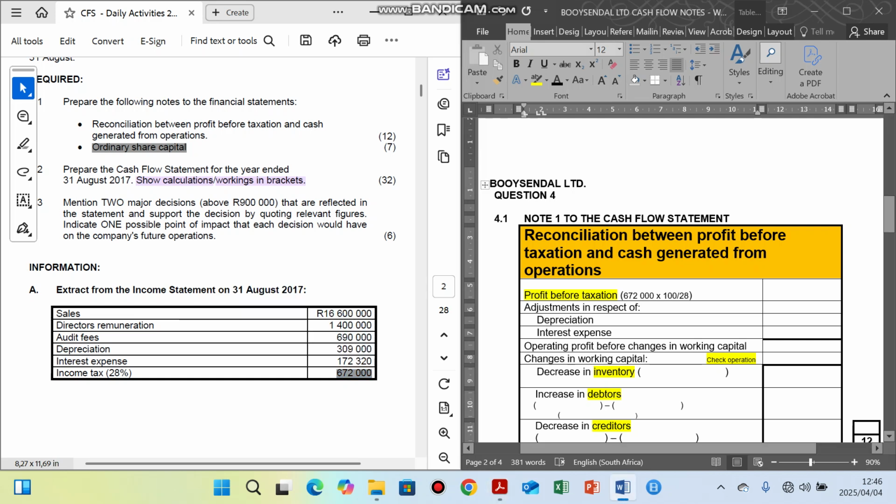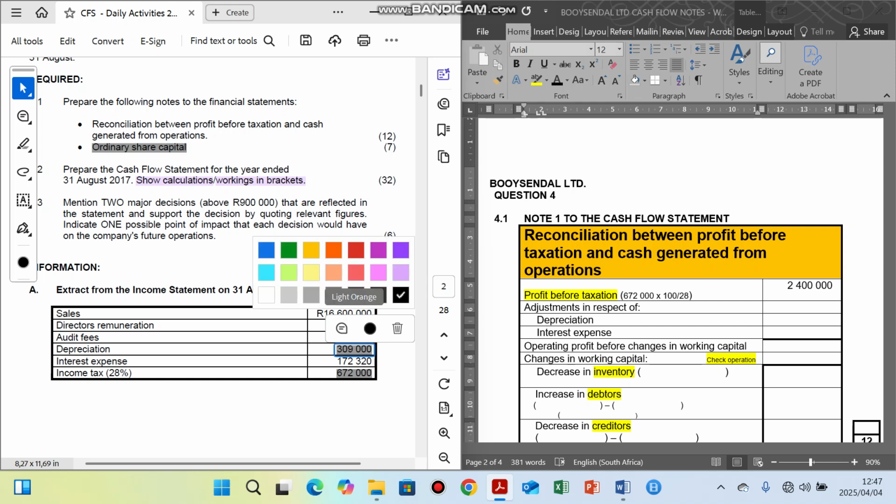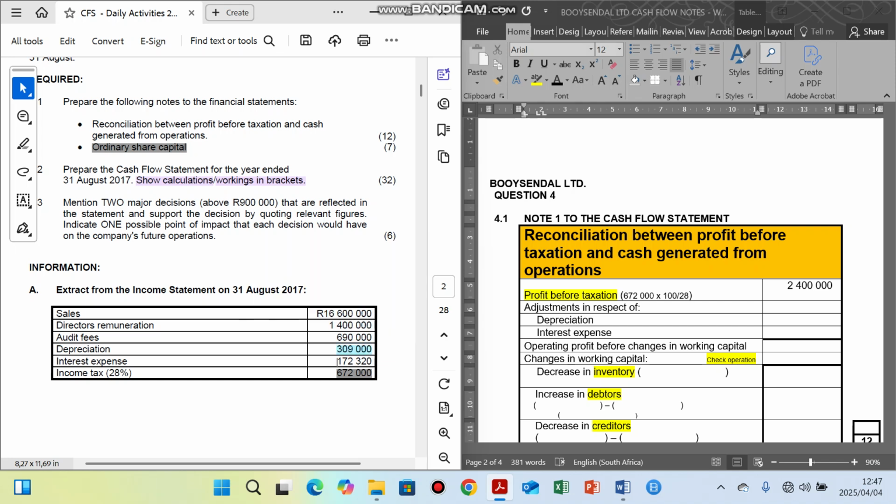Very important: you are looking for profit before taxation, and you are given taxation, not after. Then the amount that you get there is going to be 2,400,000. Then you come to the adjustment in respect of depreciation. Most of the time, these amounts are given in the extract, so there is no trouble there. You don't even have to worry about where you're going to get them. They are mostly given in the extract of the income statement, or what you call the statement of comprehensive and other incomes. So it's going to be cut and paste for those two amounts.